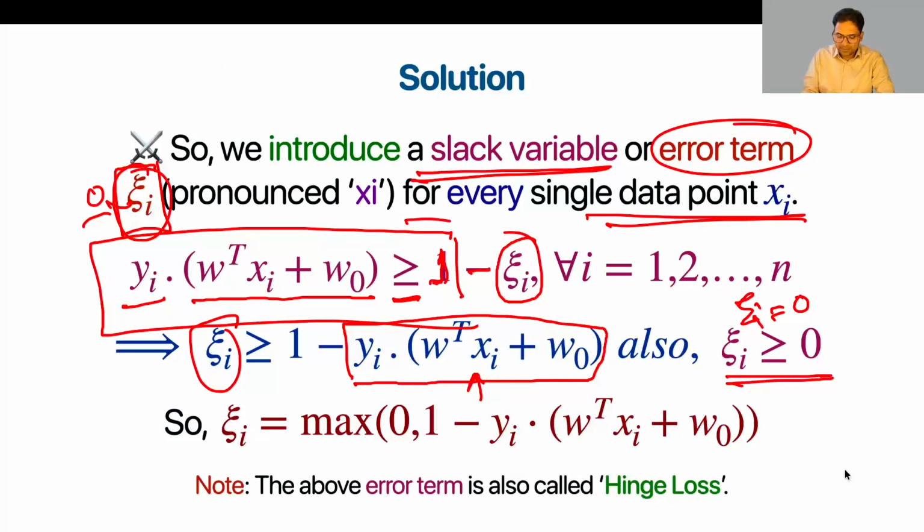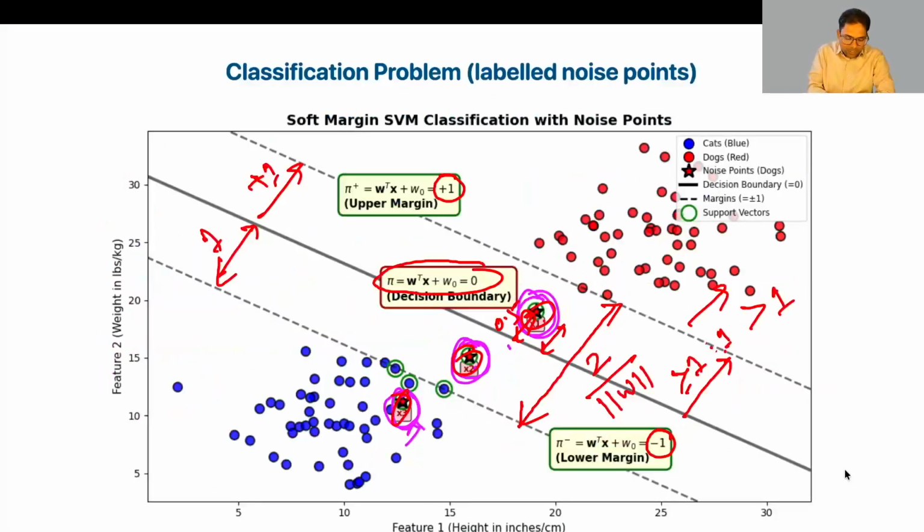Okay, let's see. My xi will be given by the max of either 0, or the error if the error is more. For the correctly classified points it will be 1 minus yi into w transpose x plus w naught. So this is plus 1, say for example for plus 1, and the yi label is plus 1. But for the points which are way beyond this plus 1, this side will be greater than 1, right? For here w transpose x plus w naught is greater than 1. So for this the error term will be negative.